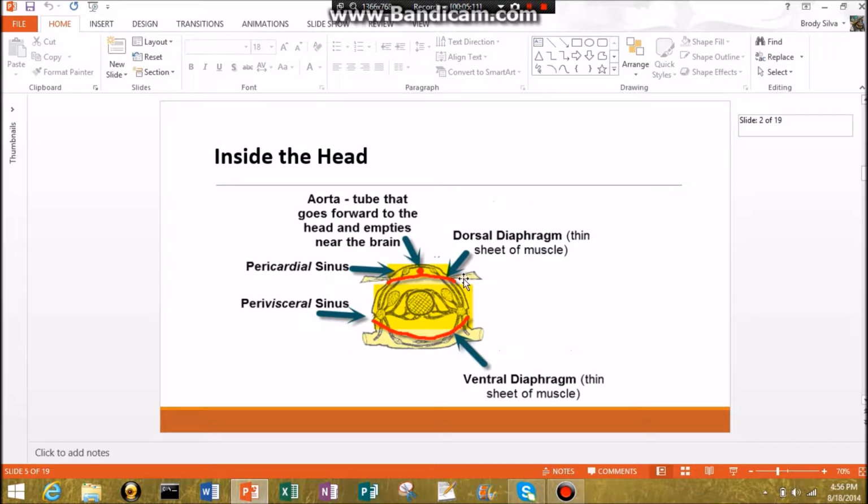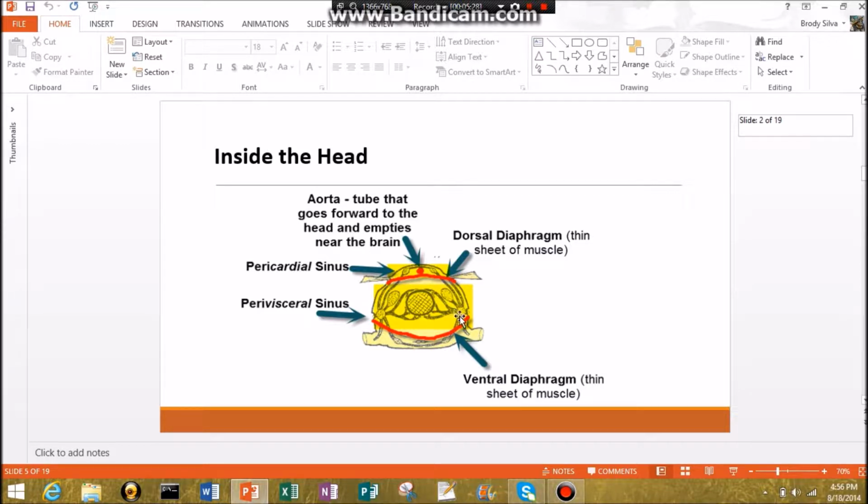Next slide. Inside the head, circulatory system still, we have the aorta, which is on the dorsal vessel pretty much. It's just the top part towards the head. It goes forward and empties the blood near the brain.